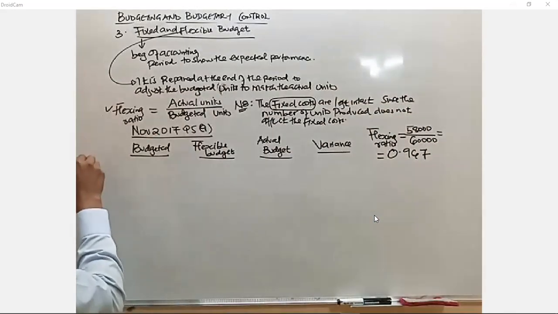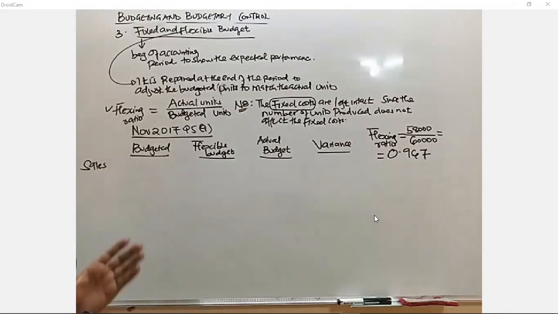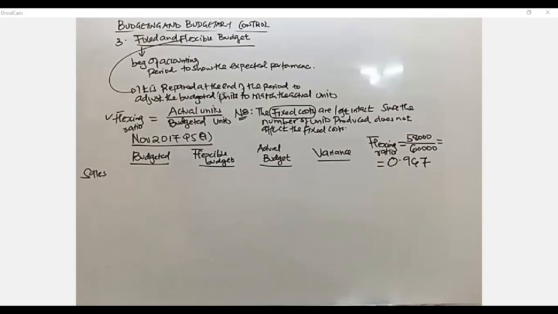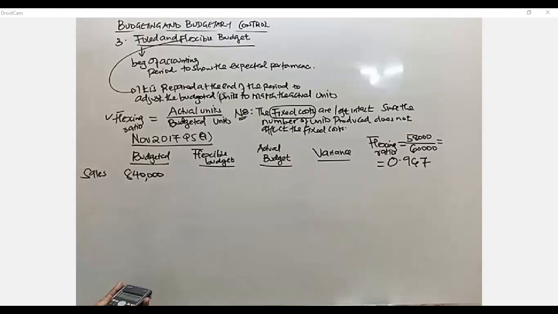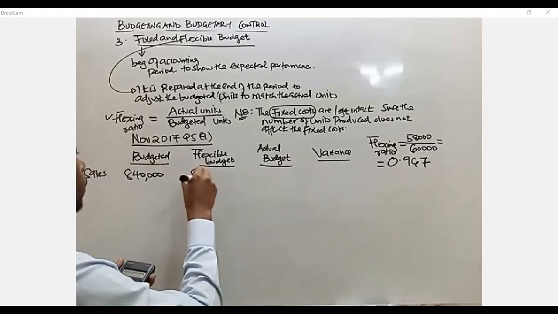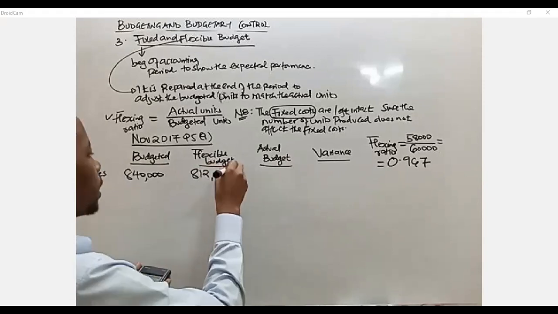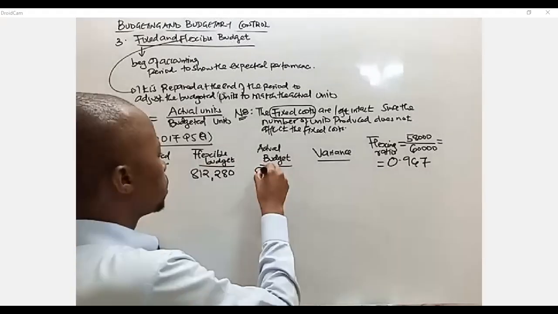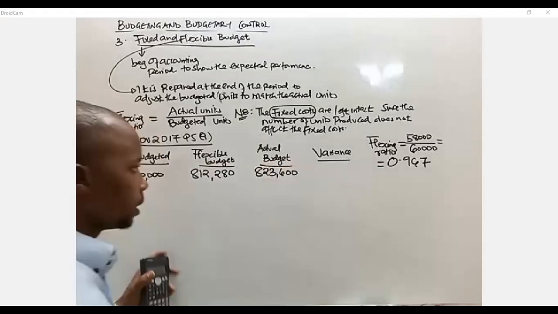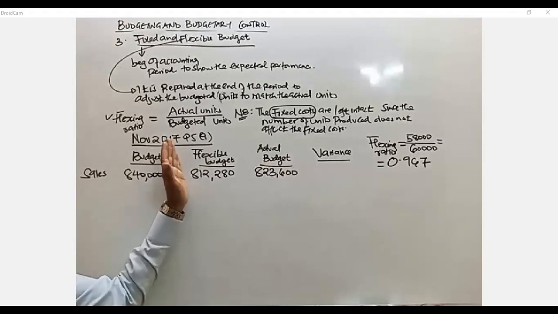And I'm going to be starting with my sales. The budgeted sales given in the question are 840,000. I multiply with the flexing ratio, so 840,000 multiplied by 0.967. I'm getting 812,280. The actual given in the question is 823,600.